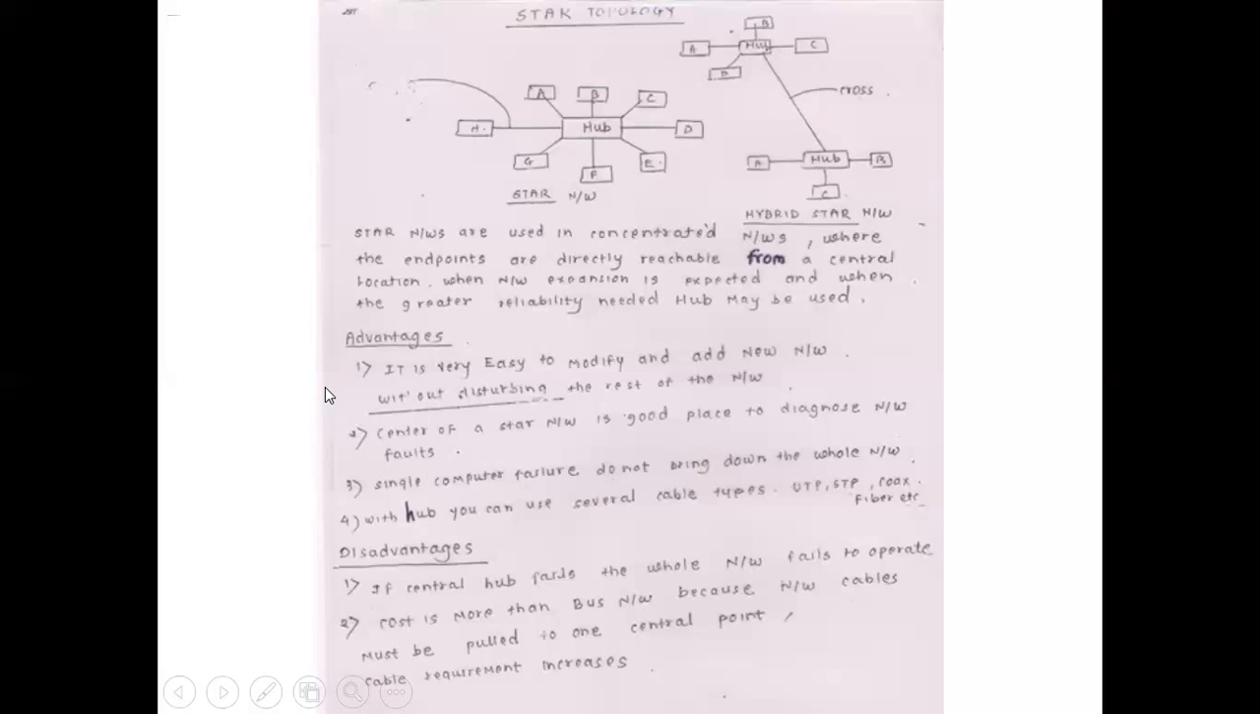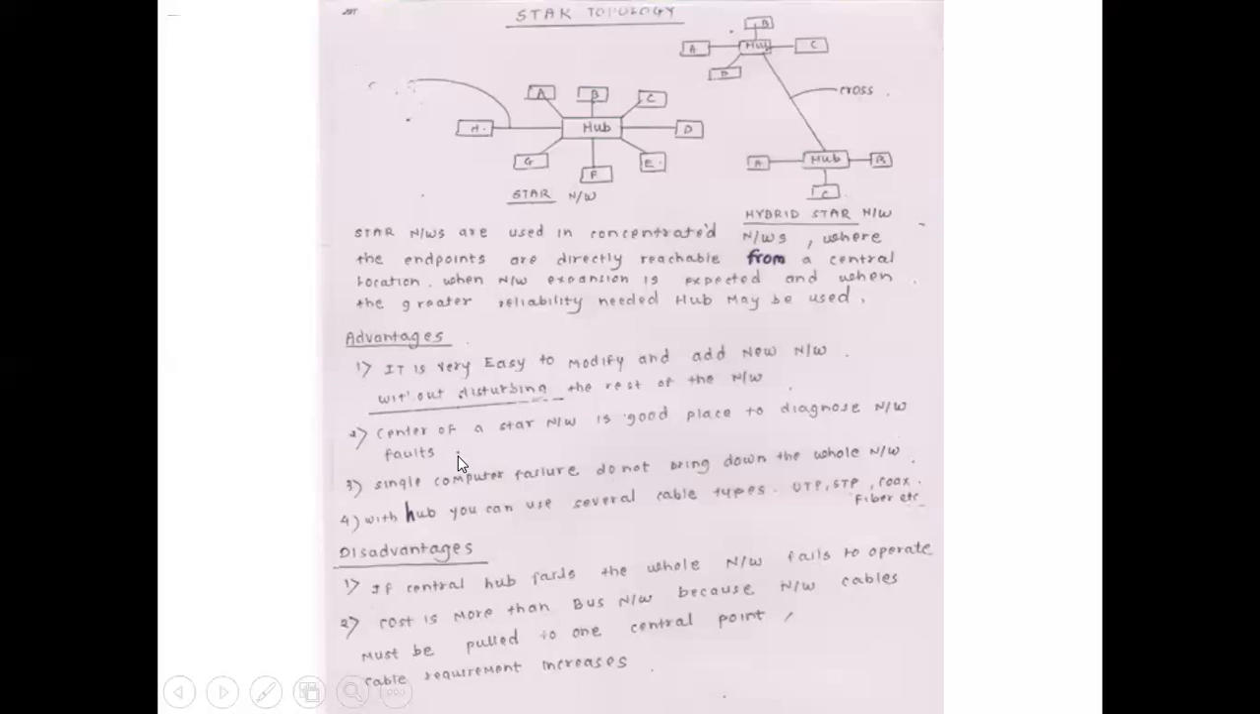It is very easy to modify and add a new network without disturbing the rest of the network. What is the meaning? Let us say A, B, C, D, E, F, G, H, and so many, 24 machines are connected to this layer 2 switch. If you want to remove B, though you remove the Cat5 RJ45 connector with which it is connected to the layer 2 switch, the rest of the machines and related communication are not going to be disturbed. This is the first advantage.